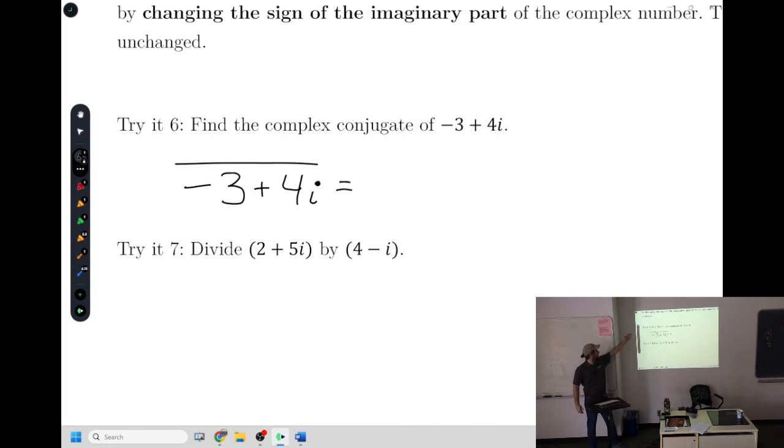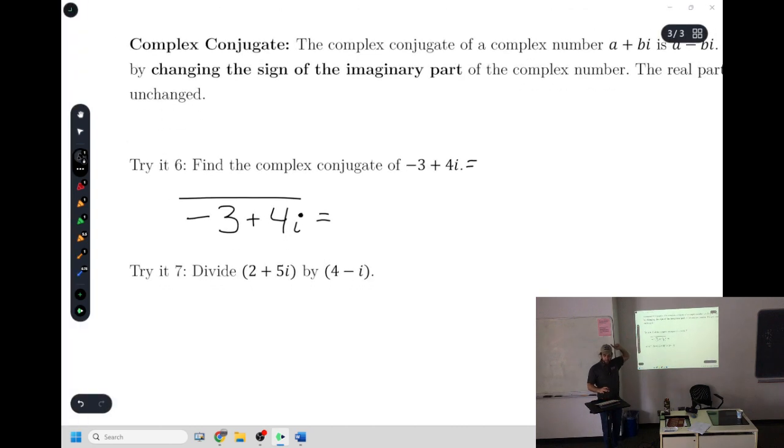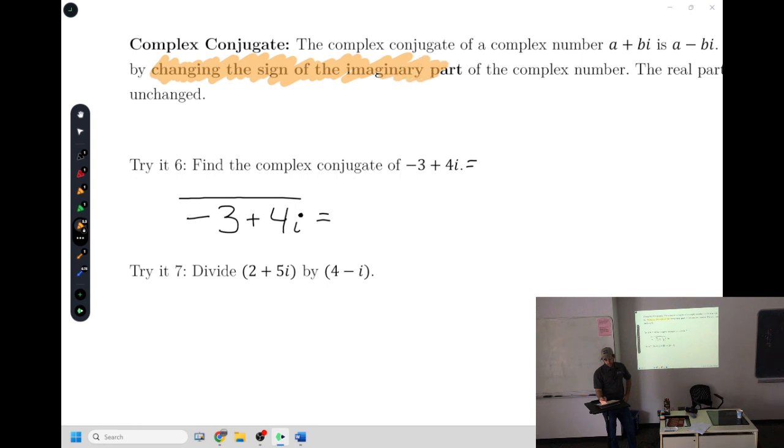I didn't do an answer. That's just another way to write this question. So find the complex conjugate of this. This is asking the same question. Find the complex conjugate of that. And if you look up above in bold, you could sum up the whole definition into one little definition. Anybody see those bold words up there? Change the sign of the imaginary part.